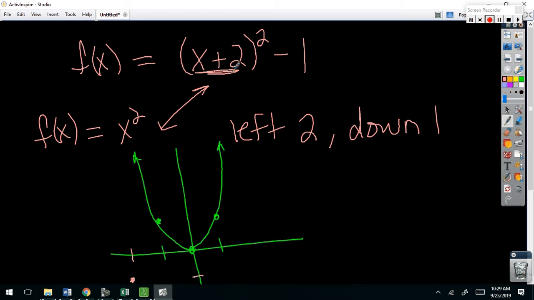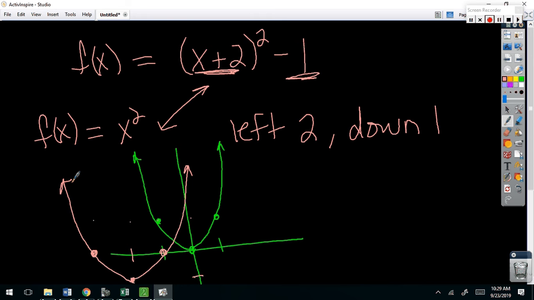If it's hooked to the x, it's left to right. If it's outside everything, just tacked on the end, it's up and down. This one, again, left 1, 2, and down 1. There's my transformed graph, my slid graph. It just slid left and down. Does that make sense? Translations are the easiest of the transformations. We're doing translations, reflections, and dilations. This is translations.